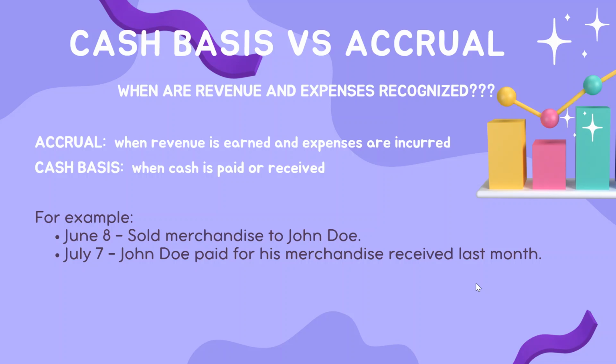So on June 8th, sold merchandise to John Doe. Nothing would be recorded on June 8th, right? If you're on a cash basis. July 7th, John Doe paid for the merchandise he received last month. So you're going to debit cash and credit sales. Accounts receivable is never affected on a cash basis, and accounts payable is never affected. You don't use those accounts because you only record it when you actually have the cash.